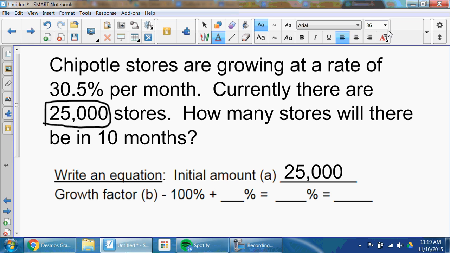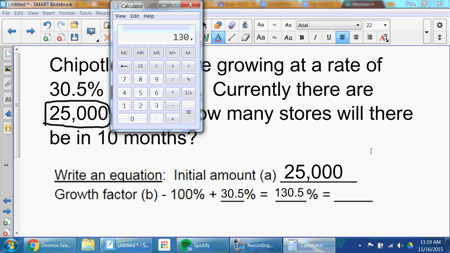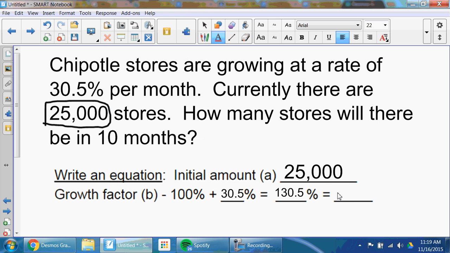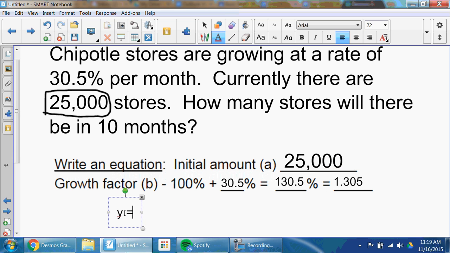Now I put in my percent. My percent is 30.5. So I got to do 100 plus 30.5%. That gets me 130.5%. Now the big thing I have to do is I got to be able to change that to a decimal. So I'm going to take 130.5 and divide that by 100 to get my decimal. That gives me 1.305 as my decimal. That is my true B value. So from there I've got to plug everything into my y equals a times b to the x power.